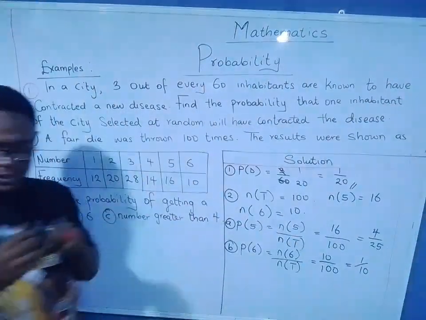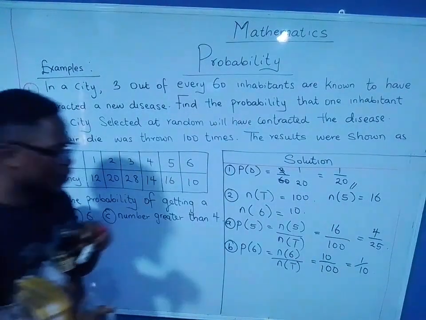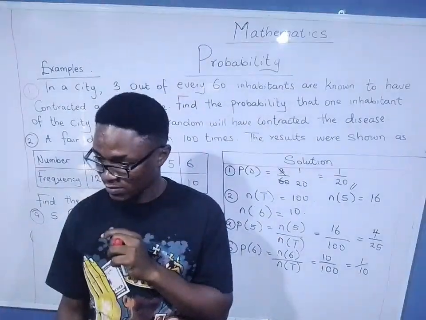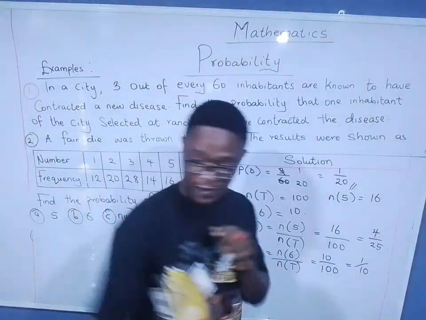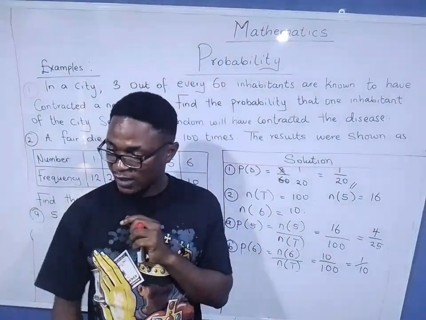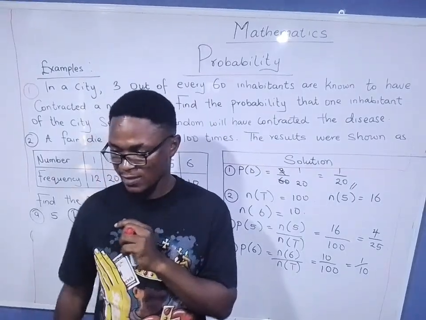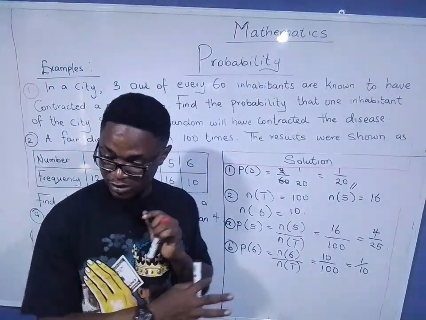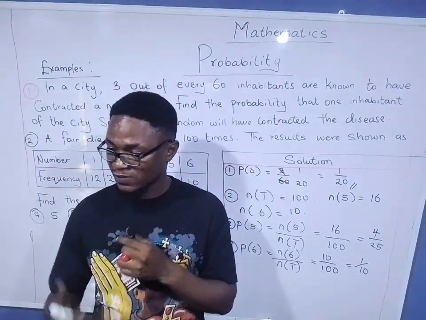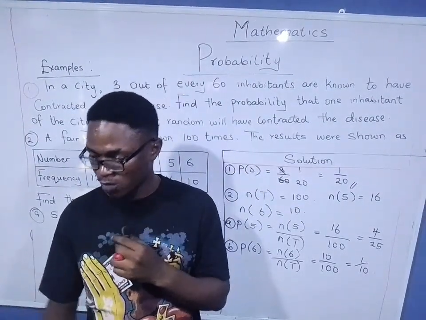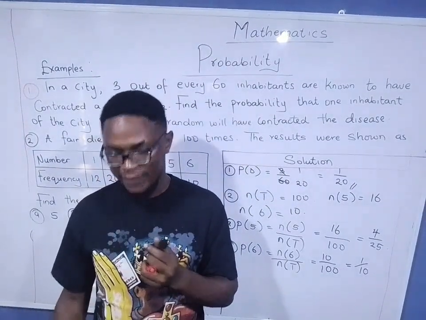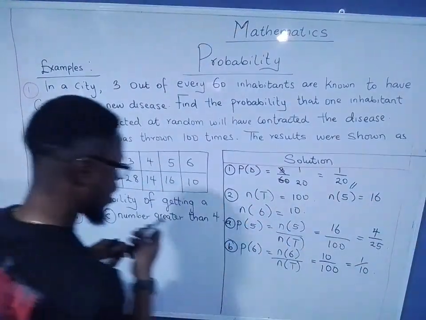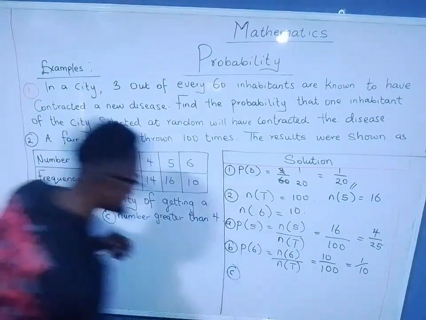Now let me ask a very simple question. If the probability of getting 5 is 4 over 25, and the probability of getting 6 is 1 over 10, which one is more likely to happen when you throw the dice? From this information now, can you get 5 or 6? Which one is more likely to come out when you throw the dice? 5, because it has the higher fraction, right? Good. All right.